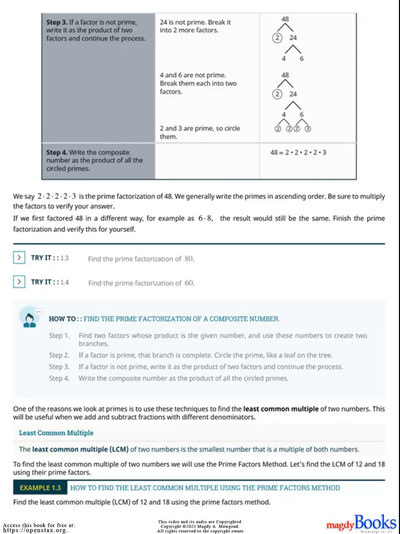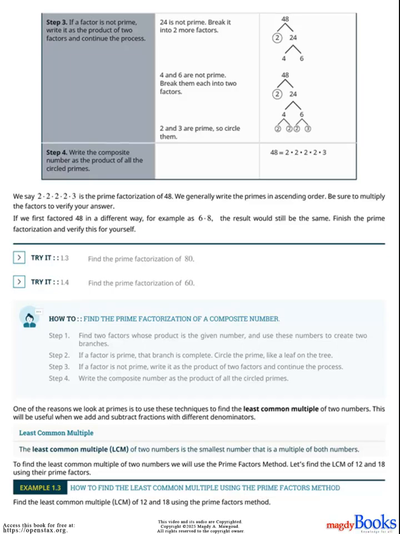One of the reasons we look at primes is to use these techniques to find the least common multiple of two numbers. This will be useful when we add and subtract fractions with different denominators. Least common multiple. The least common multiple, LCM, of two numbers is the smallest number that is a multiple of both numbers. To find the least common multiple of two numbers, we will use the prime factors method. Let's find the LCM of 12 and 18 using their prime factors.